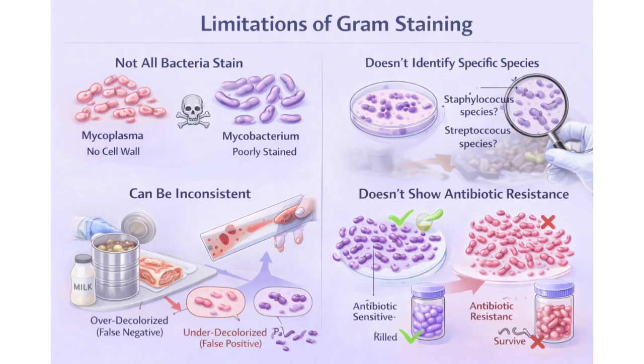Some bacteria do not stain well with gram stain, such as Mycobacterium, which requires acid-fast staining, and Mycoplasma, which lacks a cell wall. Therefore, gram staining cannot be used for all types of bacteria. Another limitation is that it always requires a fresh culture. Old bacterial cultures, that is more than 24 hours, may lose their ability to retain stain properly. This can give false results also.